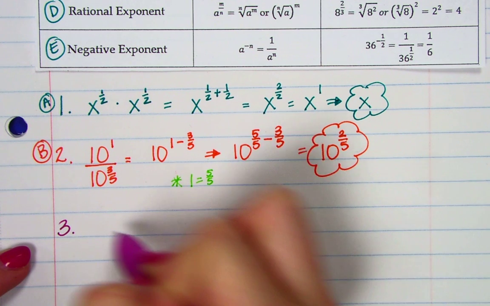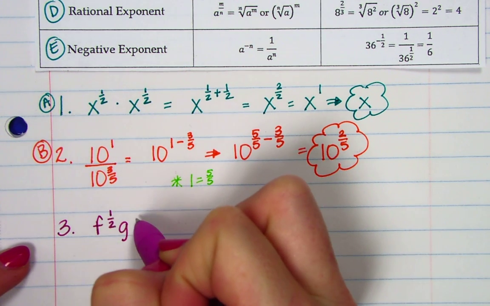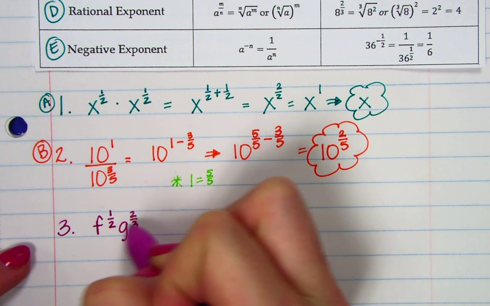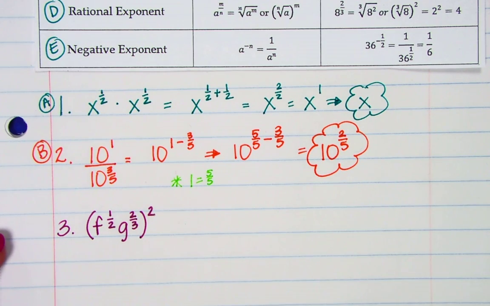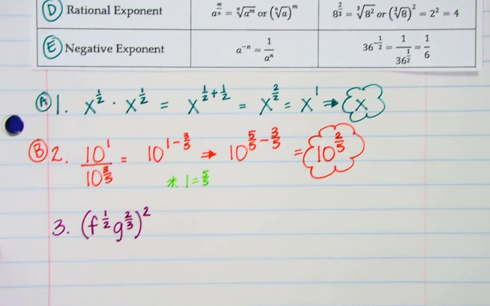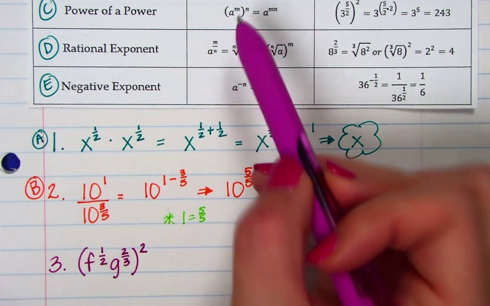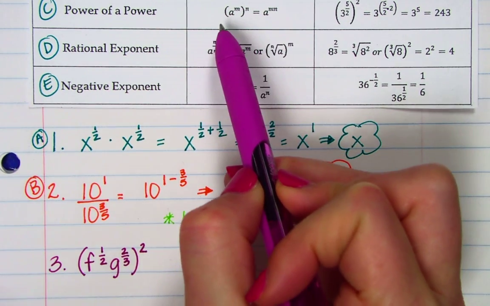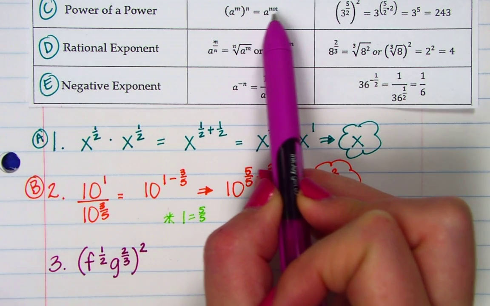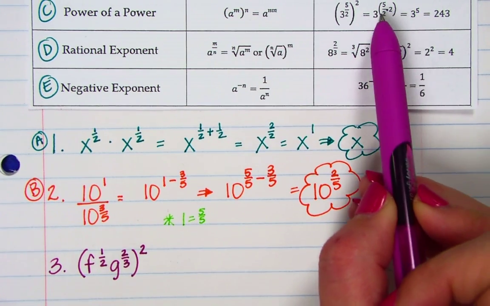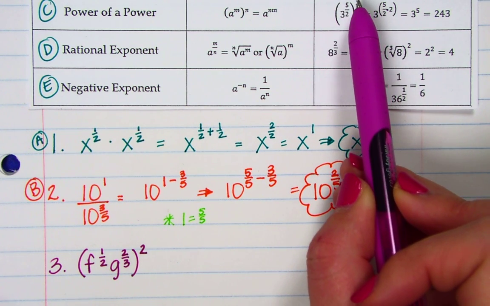Okay, number 3, f to the 1/2 times g to the 2/3, all that in parentheses squared. That's C, right? There's a parentheses with an exponent inside and exponents outside. What that says to do here is multiply the exponents together. They have one real similar to that over here on our example. They multiply 5/2 times 2.